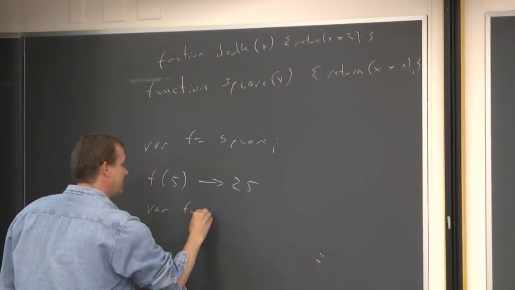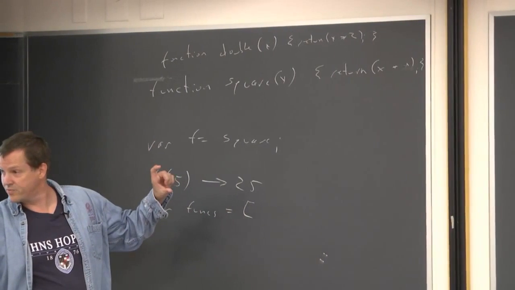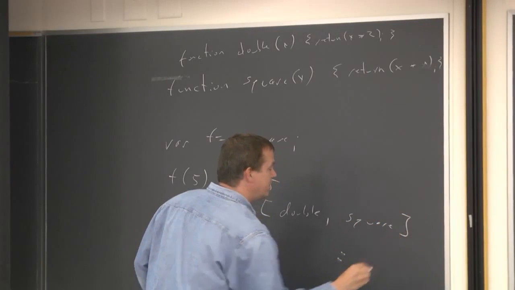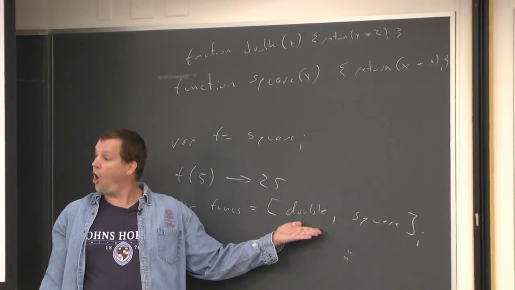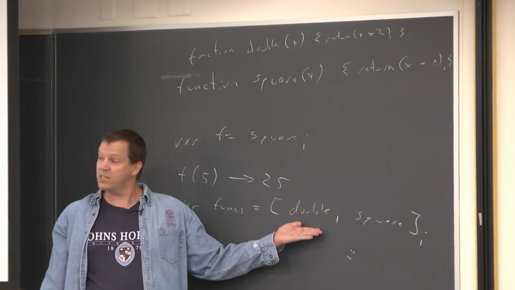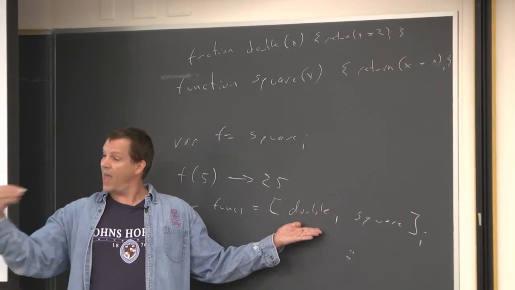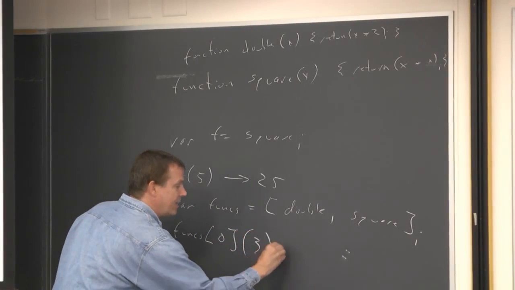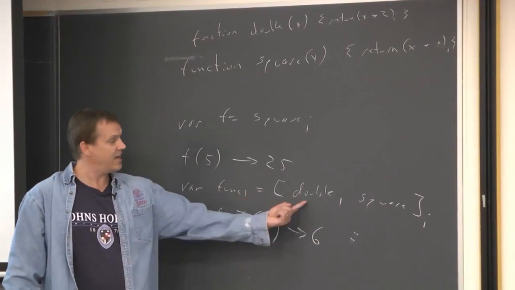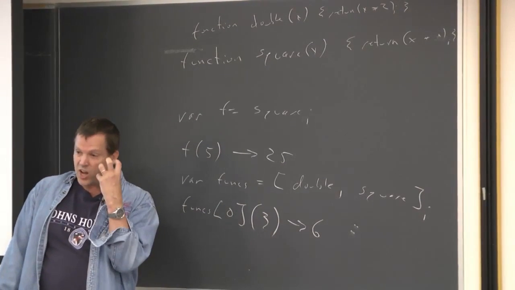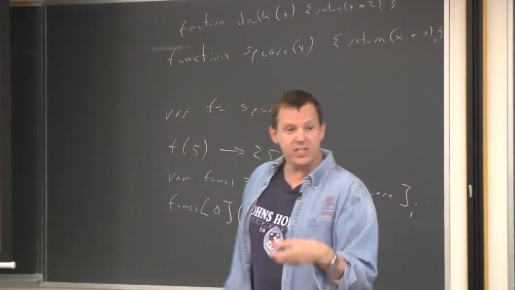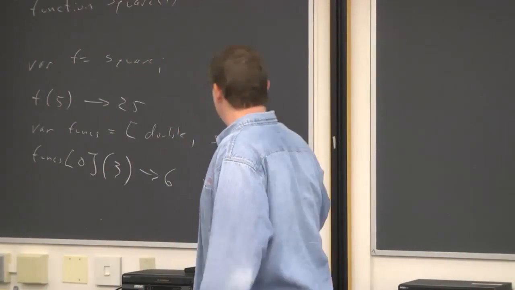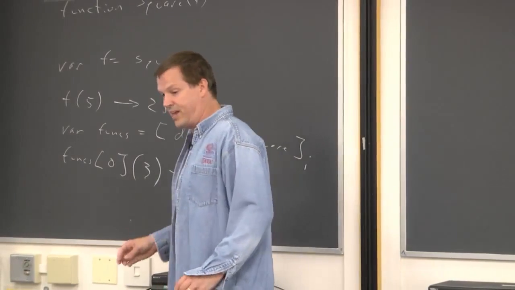I could say var funcs equals, use square brackets instead of curly brackets for arrays in JavaScript, double, comma, square. Notice, to answer your question, these are not function calls. These are function objects. The function hasn't been called yet. So it's not the return value. It's the actual function object. And then I could say funcs sub 0 applied to 3, and I get 6. Go into this array, take that function, call it on 3. So I'm actually passing the function object around. You can do this in JavaScript, you can do it in Lisp, you can do it in Scheme, you can do it in Scala. You can do a little bit of it in C++, but it's not the same. And we'll see that the Java way is not quite as rich as this, but has some other advantages.